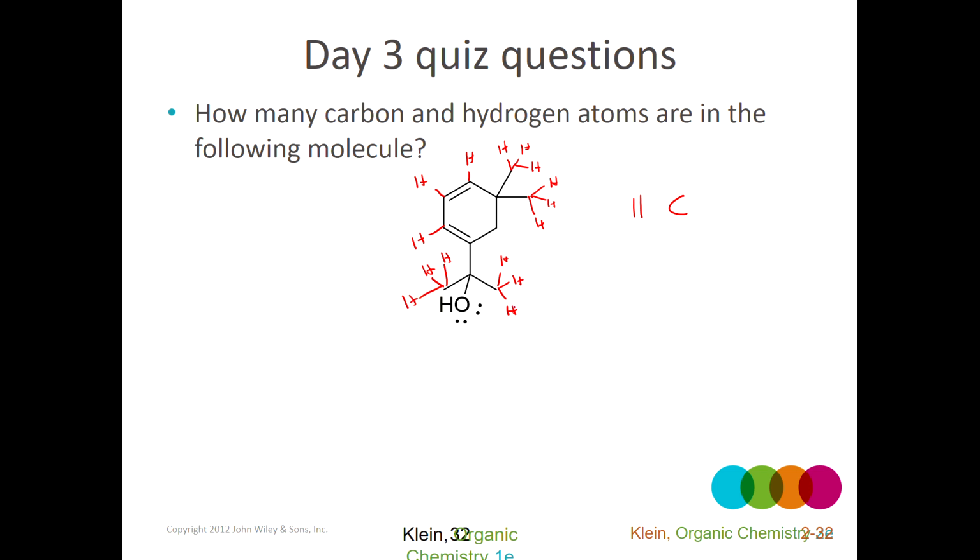So now I can count them up. 1, 2, 3. Oh, I forgot to draw. Yeah, it takes a lot of diligence to make sure you're finding every carbon that doesn't have 4 bonds shown and getting all the hydrogens in there. 1, 2, 3, 4, 5, 6, 7, 8, 9, 10, 11, 12, 13, 14, 15, 16, 17, 18.